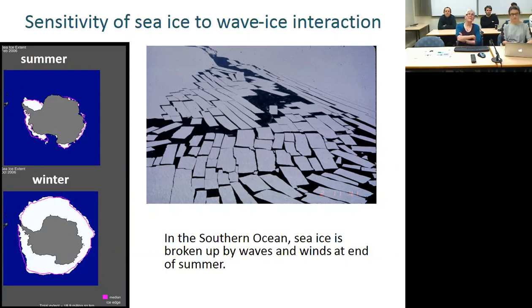So over on the left there, you can see there are two slides once again that show the summer and winter extent of sea ice. So this is a huge loss of sea ice in just a few months. We know that one of the ways in which this decrease in sea ice happens so rapidly is because ocean waves break up the sea ice, and then winds and ocean currents move the sea ice northwards.